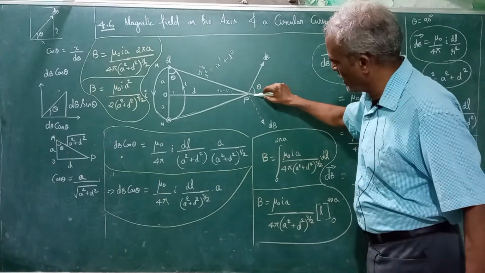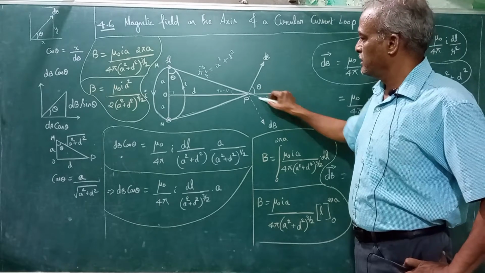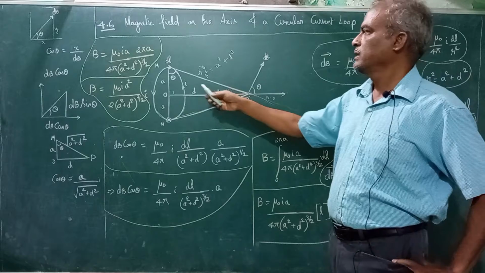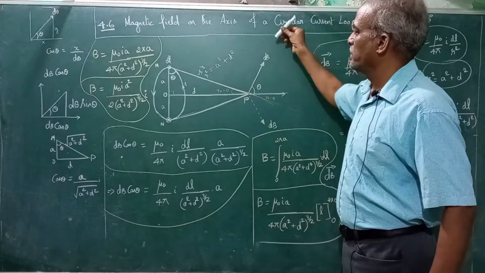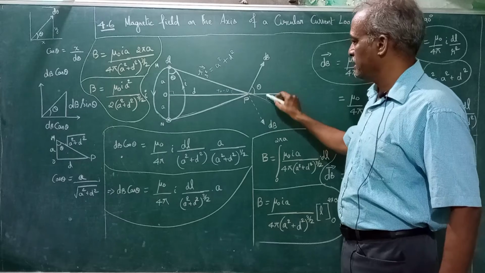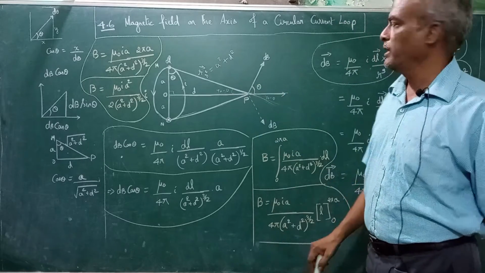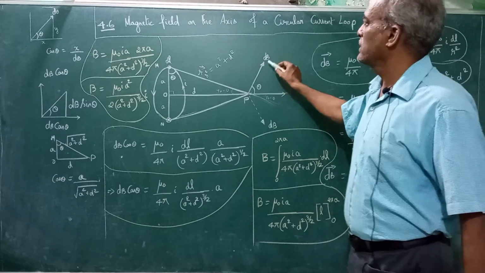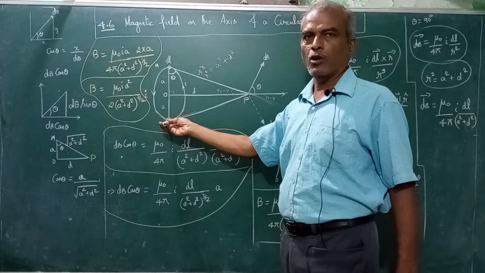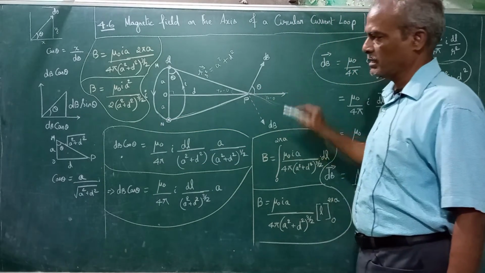So if you draw a line like this, this will be 90 minus theta. But this one and this dB vector is perpendicular, because we know that dl cross r vector is perpendicular. It is 90. Since this is 90 minus theta, this is theta. So this is for this direction dB. If you consider this similar point diametrically opposite, then the dB vector will be in this direction.